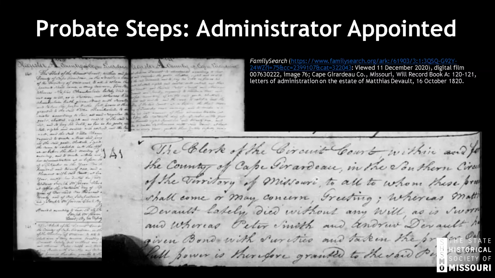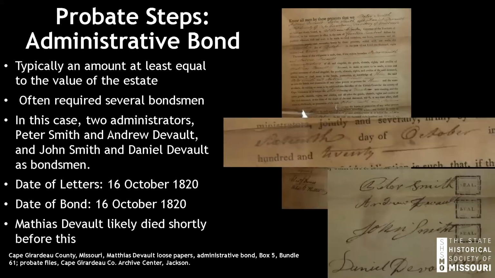We need to start the process. An administrator of the estate needs to be appointed. And you notice this time it's not an executor like it is with a will, because there's nothing to execute. It's an administrator to make sure the process is followed and the property is distributed fairly and equitably. So the administrators were appointed, and it was Peter Smith and Andrew DeVault. And they had to post a bond.